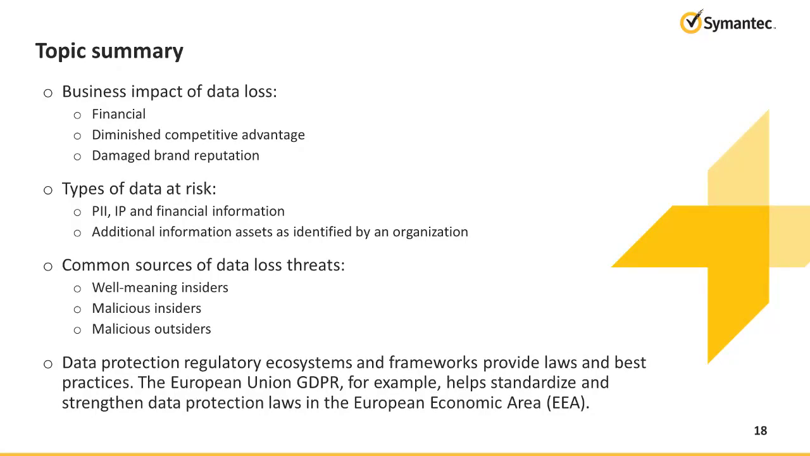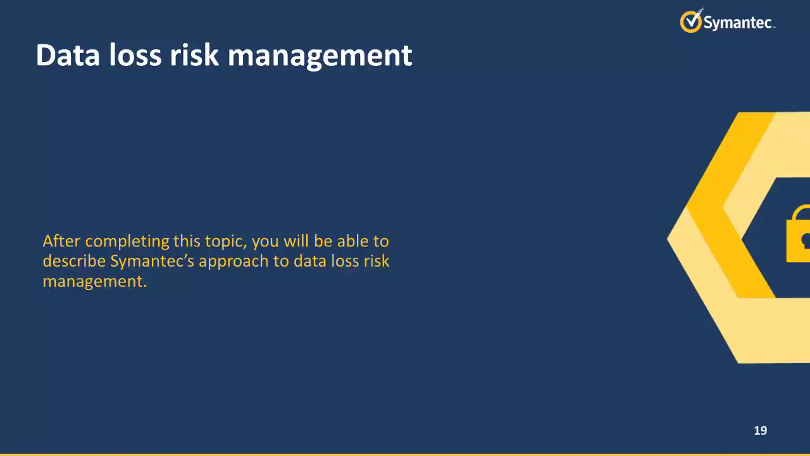Well-meaning insiders are the most common threat to data loss. Malicious insiders are also a serious threat, given that they already have access to resources, and malicious outsiders are often the masterminds behind the majority of massive data breaches. In the last decade or so, data protection laws have proliferated worldwide, with examples including the European Union GDPR and California's CCPA.